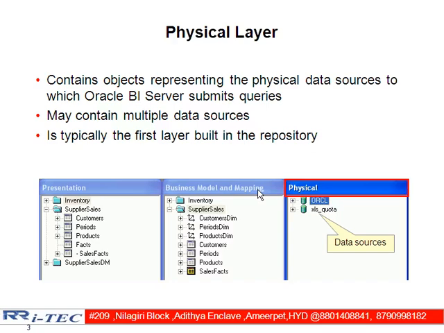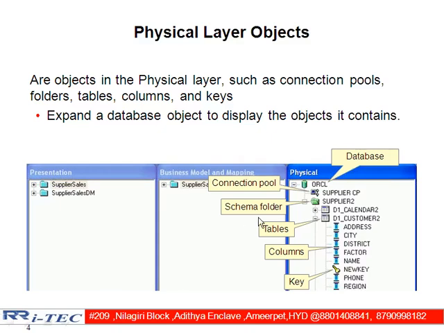It is submitting a query. Yes or no? Right. Next, it may contain multiple data sources. That is true. Here one is an Oracle database, one is an Excel database. It is typically the first layer built in the repository. This is the first layer, this is the second layer, this is the third layer. Now, physical layer objects. One is database, connection pool, schema folder, tables, columns, keys. And we need to understand each and every object.